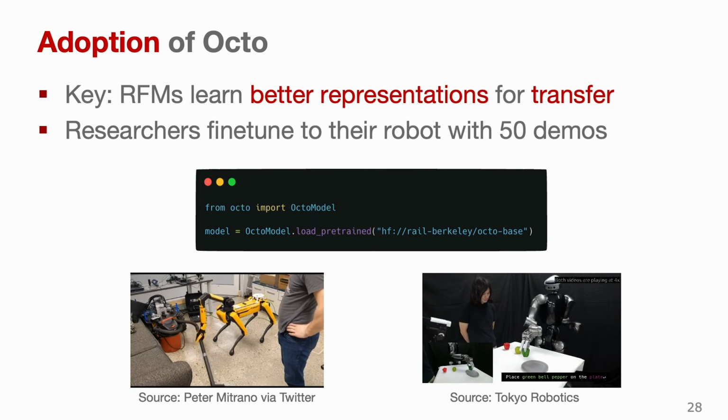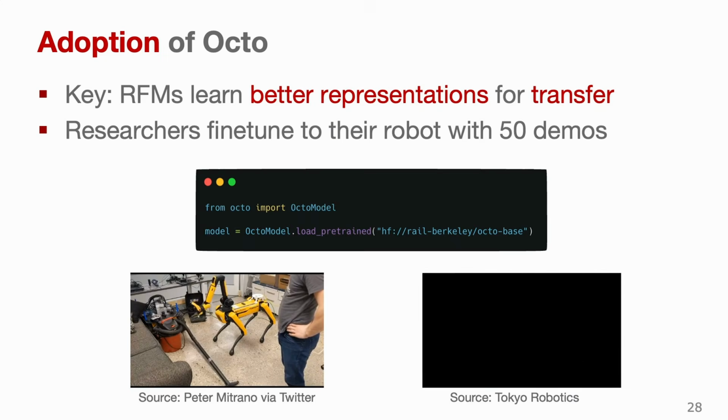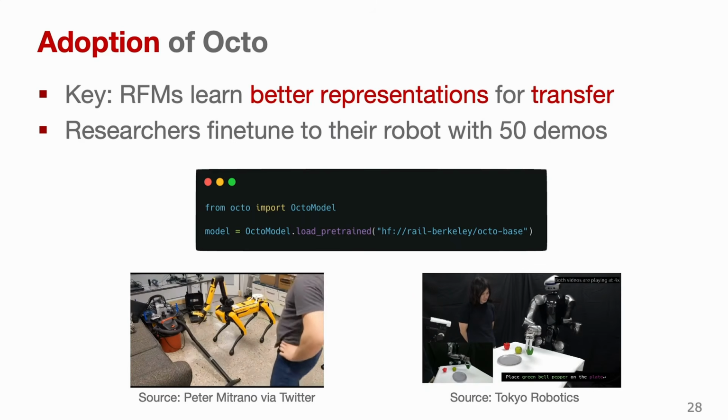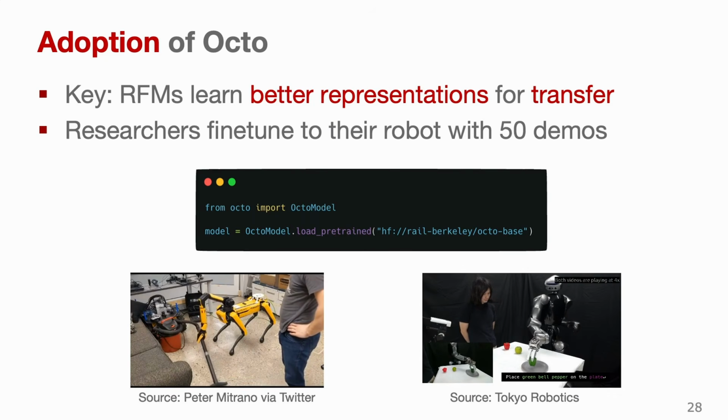In terms of adoption, it got quite popular, and we found that researchers across the world actually used Octo and fine-tuned it to their embodiment. So here on the left is a video I found on Twitter from a researcher who fine-tuned on an unseen spot robot. And then on the right, you can see a Japanese company that used it to fine-tune it for their humanoid robot.